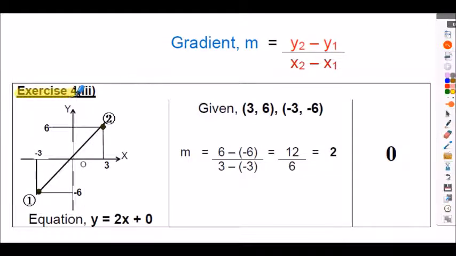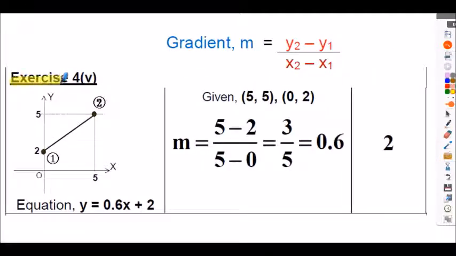Exercise 4, part 3. I'll let you look at this solution at your own pace. You should find the equation of the line is y is equal to 2x. Exercise 4, part 5. The equation of the line is y is equal to 0.6x plus 2 in this case. The intercept is 2 here and the gradient m is 0.6.